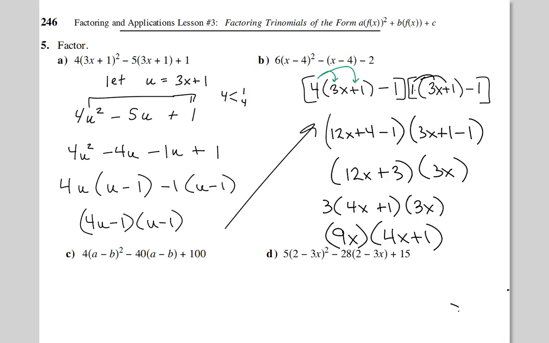If you didn't do that from here to here, it wouldn't be the end of the world. I'd probably give you 2 out of 2. This is 2 out of 2. This is 2 out of 2. Smiley face.